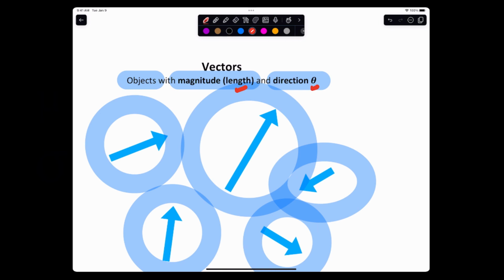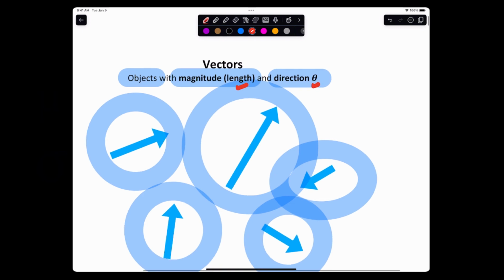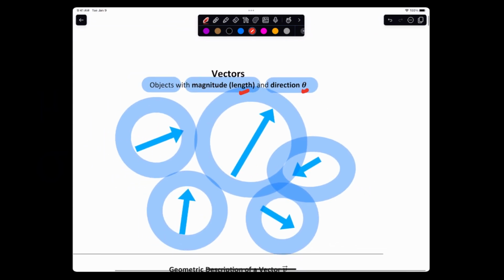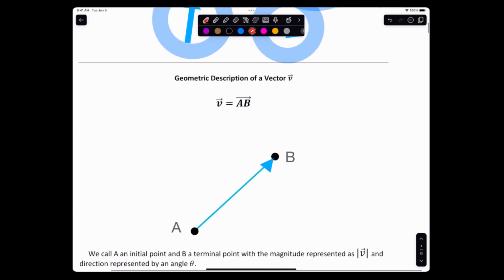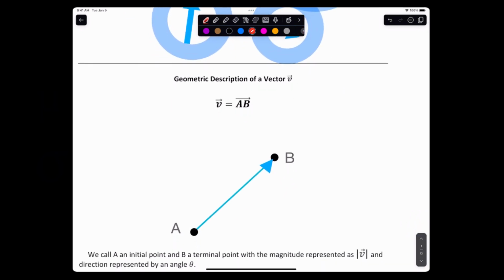There's no such thing as a vector without direction. Every vector, scalar just means number. So a scalar means number. So ladies and gentlemen, you have here a vector. It has length and it has what? Direction.